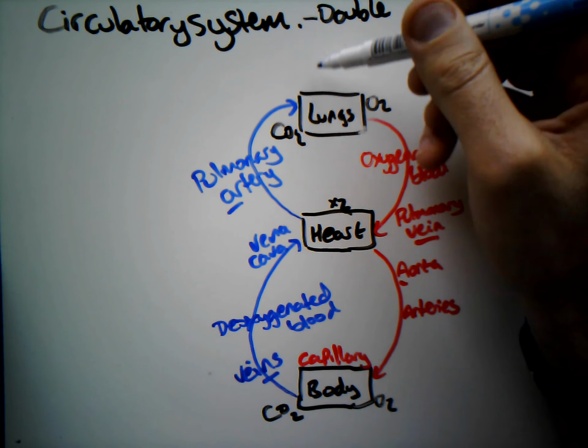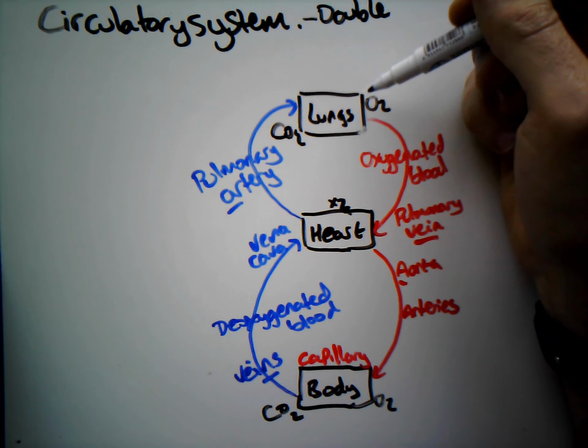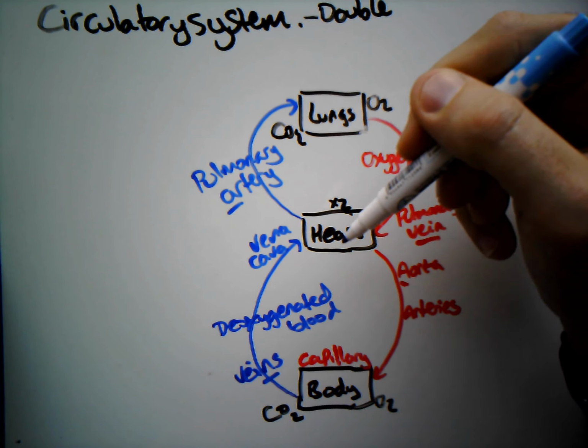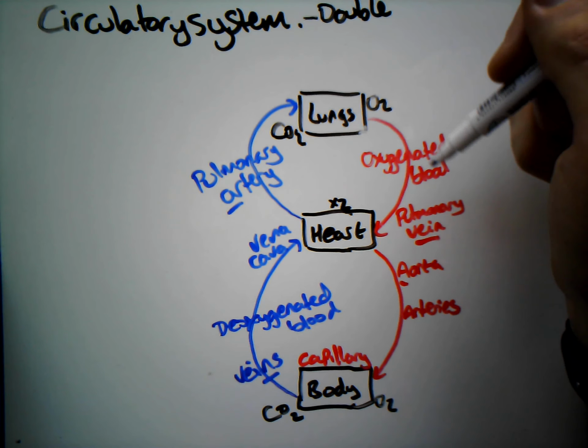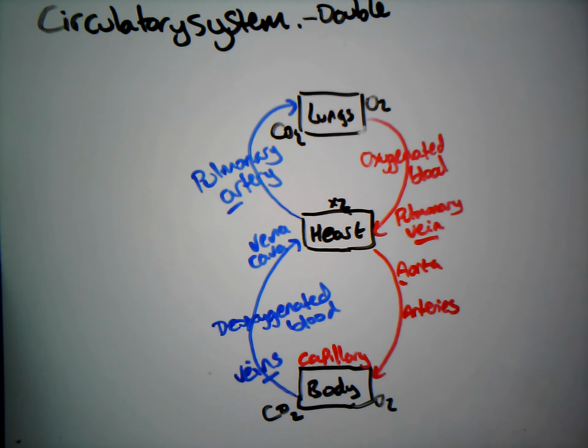And then obviously that carbon dioxide is going to be released out of our respiratory system, and new oxygen is going to be taken in, and it's going to continue again and again. And it's going to continue around our body in this double figure of 8 sort of pattern in this double circulatory system. And that's everything you need to know about the circulatory system.